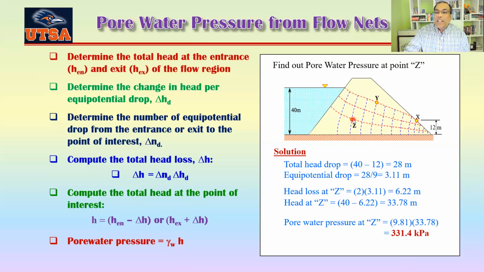So the pore water pressure at Z has to be 9.81, which is the gamma W, times this height. So this one has to be 331.4 kPa. That's the way you can just find out your pore water pressure at any node. And if you see this one and this one, but you want to find out something in the middle or within those 2 points somewhere else, then basically you have to interpolate or extrapolate sometimes, to find out the estimated pore water pressure when the steady state seepage condition occurs.